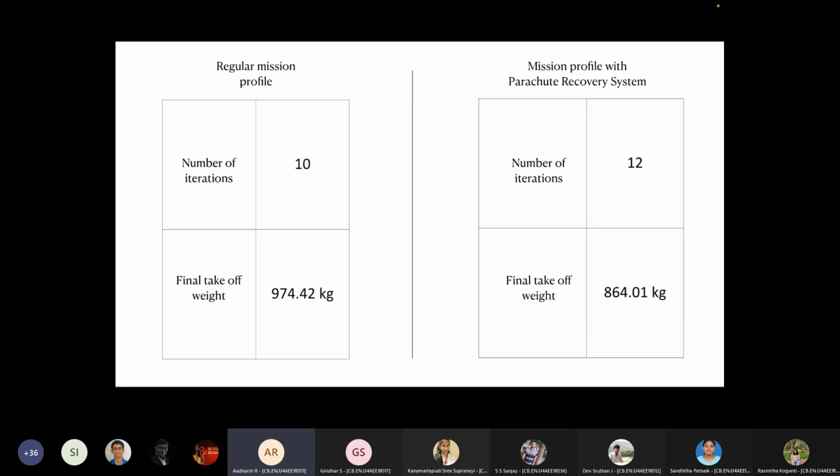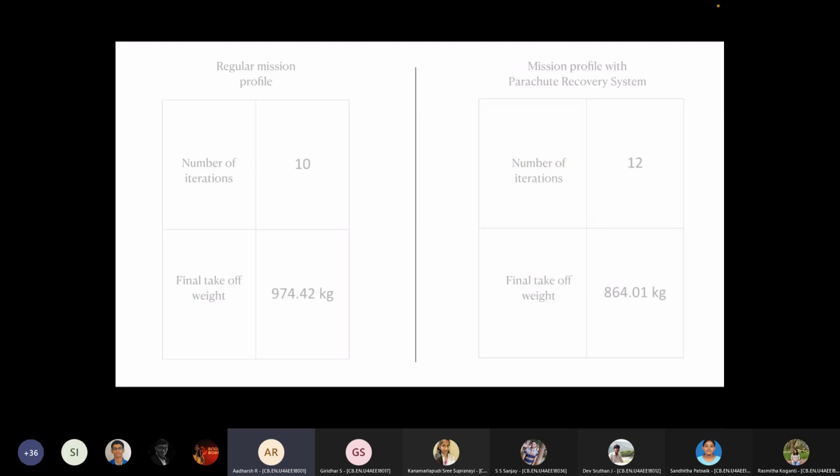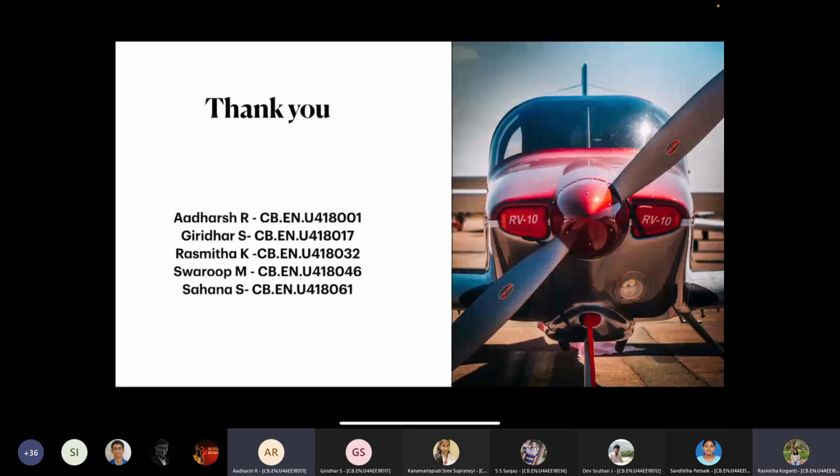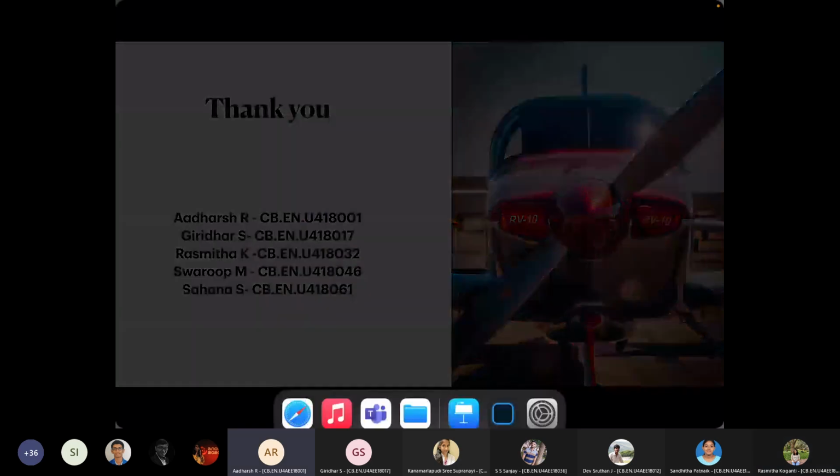And this is the mission profile with the parachute recovery system. So the number of iterations is 12, and the final takeoff weight is 864.01 kg. So these are our final results, and I think that's it. Thank you. Any questions?